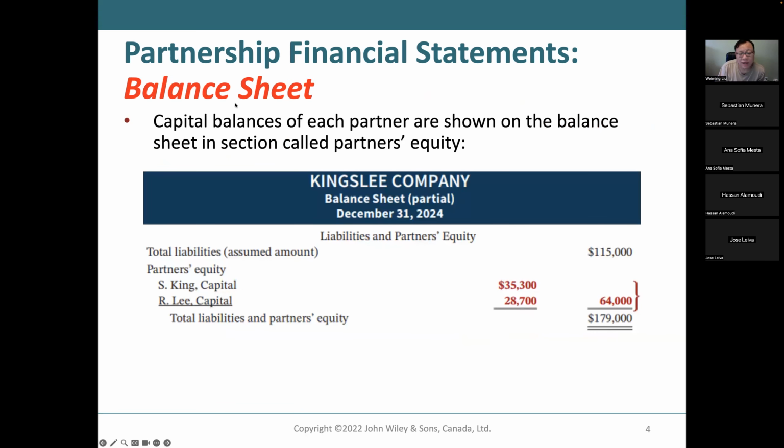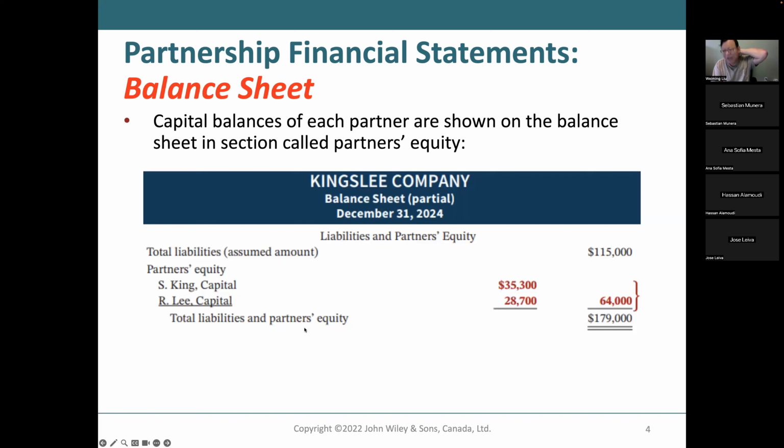And then let's take a look at the balance sheet. For the balance sheet, you can see liabilities, which we all know, is 115,000. This is an assumed amount. Now let's only focus on the partners' equity. Here it's not called equity, it's called partners' equity. You have King's capital, 35,300, Lee's capital, 28,700, for a total of 64,000. And the total liabilities and partners' equity is 179,000. So you have to be careful.